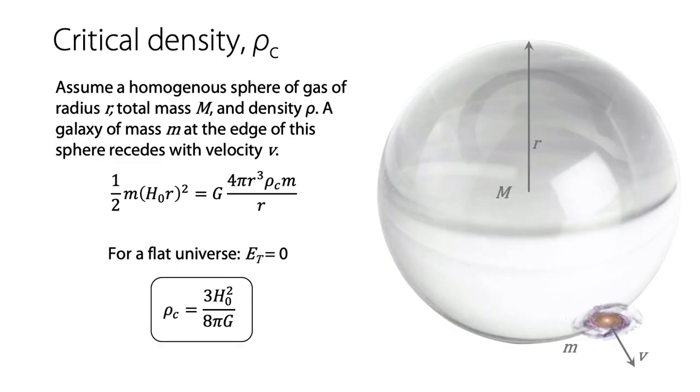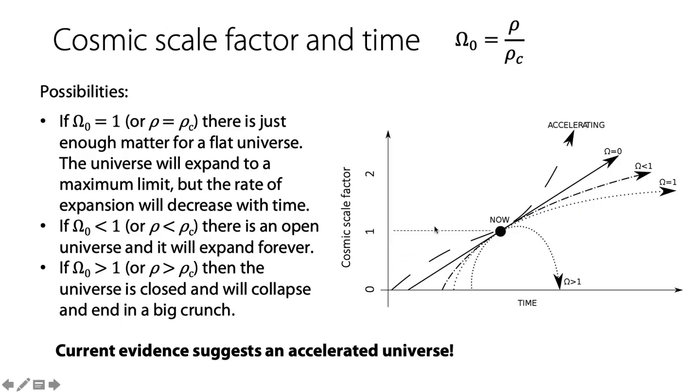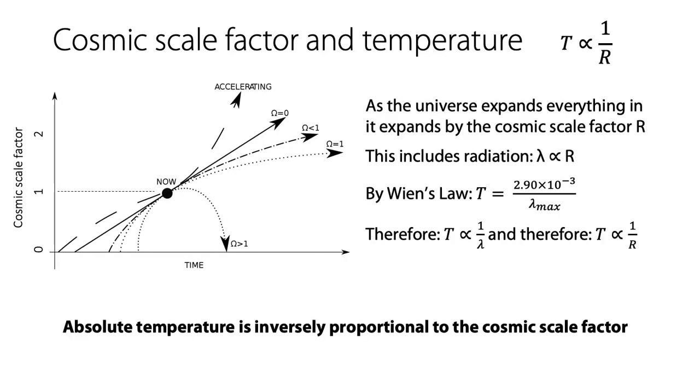If we had 4 atoms of hydrogen per cubic meter, then the universe would be open. If it had 6, it would be closed. But 5 would give us a flat universe that seems to be what some evidence suggests. Now, other evidence suggests we live in an accelerating universe, and we've seen that in an earlier topic. But other evidence suggests a flat universe.